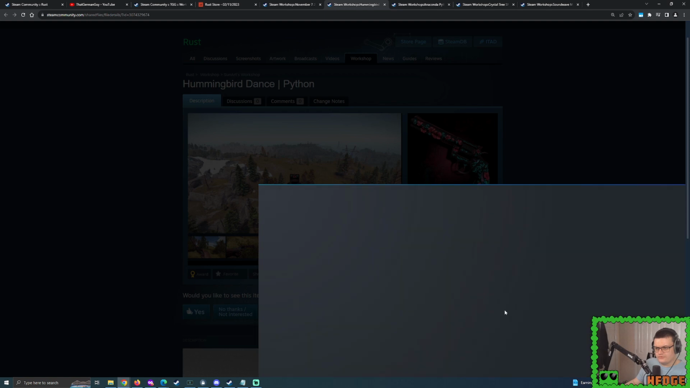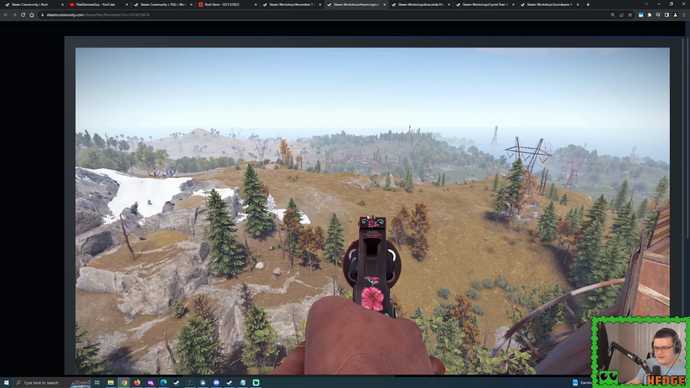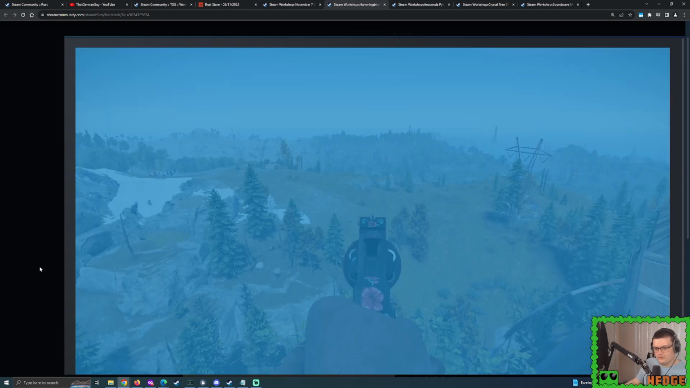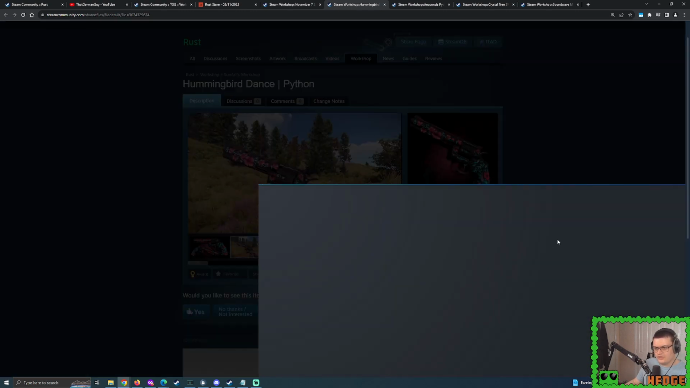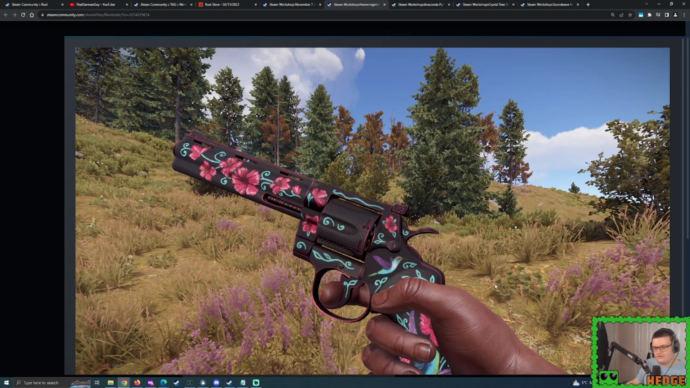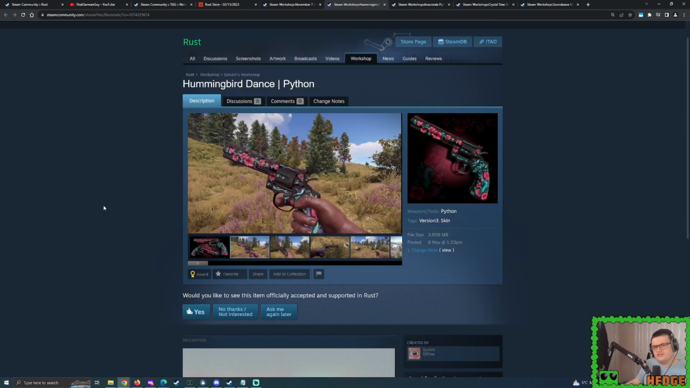Aim down the sight, what do we see? Just a perfectly plain black aim sight, but you got a little flower there. Very nice, cute little flower. Oh, and then we could get a nice in-game shot of all the colours of the flowers and whatnot. Very nice, very pretty. If you need a nice, pretty Python, please consider voting yes or no for the Hummingbird Dance Python.